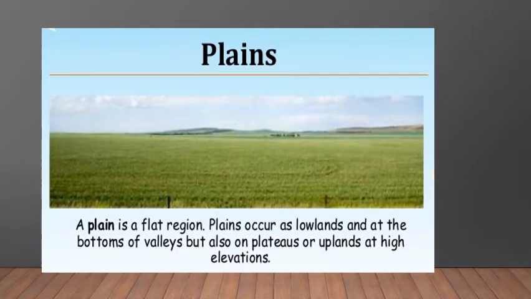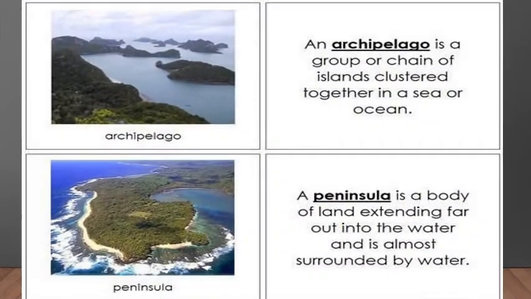Next we have the plains. A plain is a flat region. Plains occur as lowlands and at the bottoms of valleys, but also on plateaus or uplands at high elevations. The central plain of Luzon plays a huge role in the production of rice. Thus, it is known as the rice granary of the Philippines.